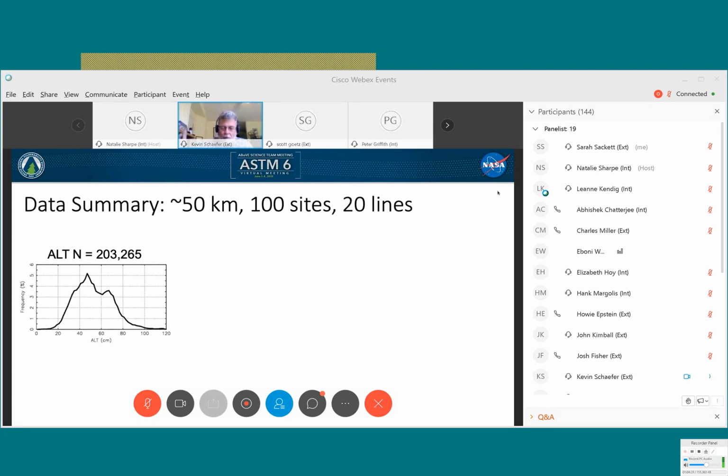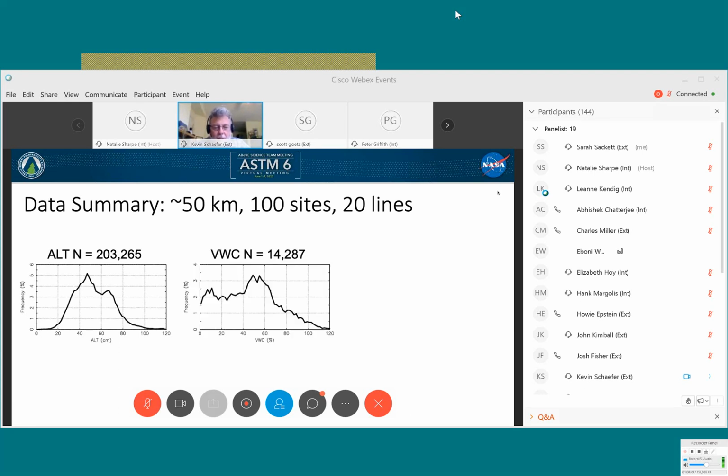To give you an overview of what this data looks like, I have a probability density function here of the active layer thickness measurements. We got about 200,000 measurements. On the horizontal axis, you have active layer thickness, and on the vertical axis is the frequency. This is a probability density function, so it shows the percentage of total number of points that fall within those bins or ranges.